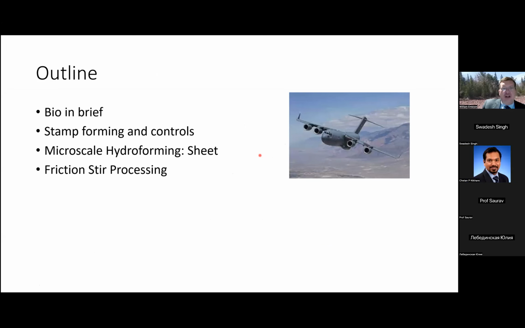A brief outline of what I'm going to talk about. I'm going to talk a little bit about my background. I'm going to talk about stamp forming and controls, microscale hydroforming of sheet, and then friction stir processing, and in particular friction stir extrusion that we've been doing at the local university in conjunction with Michigan Tech.